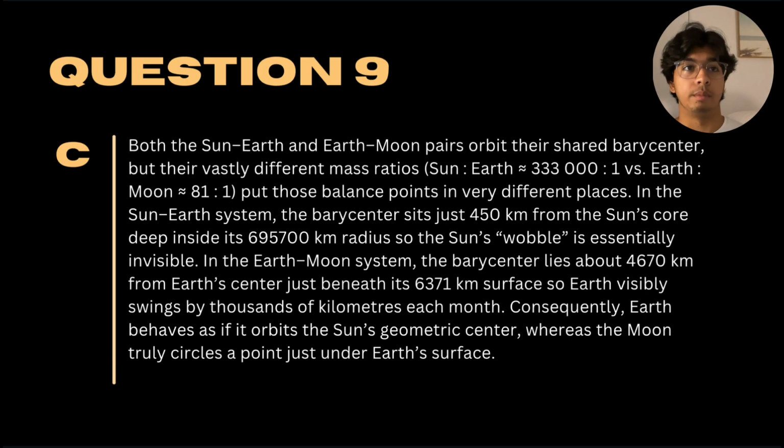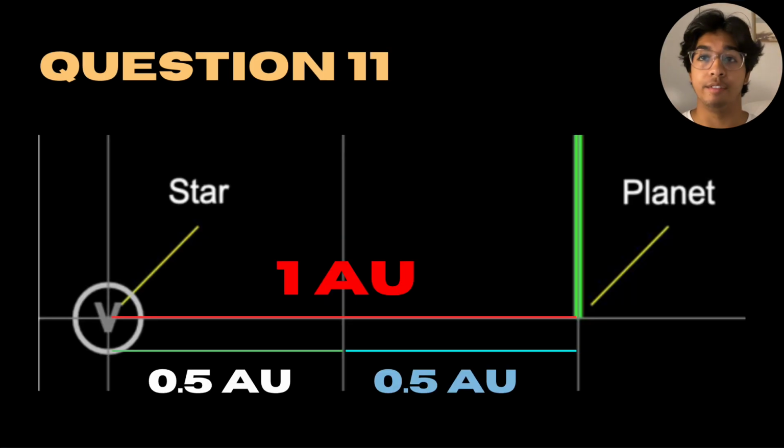In the Earth-Moon system, the barycenter lies about 4,670 kilometers from the Earth's center, just beneath its 6,371 kilometer surface, so Earth visibly swings by thousands of kilometers each month. Consequently, Earth behaves as if it orbits the Sun's geometric center, whereas the Moon truly circles a point just under Earth's surface. Moving on to question number 11, we are asked, what is the distance between each marking in AU when the grid lines are turned on?